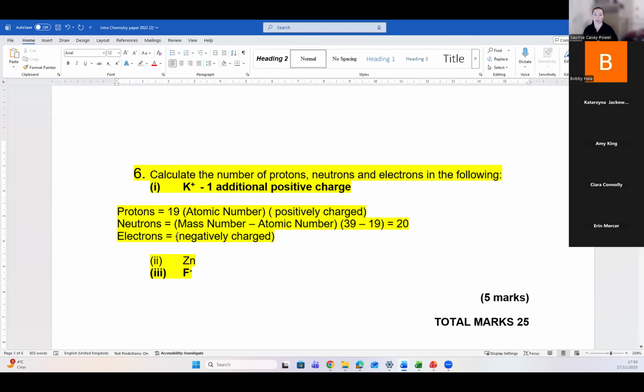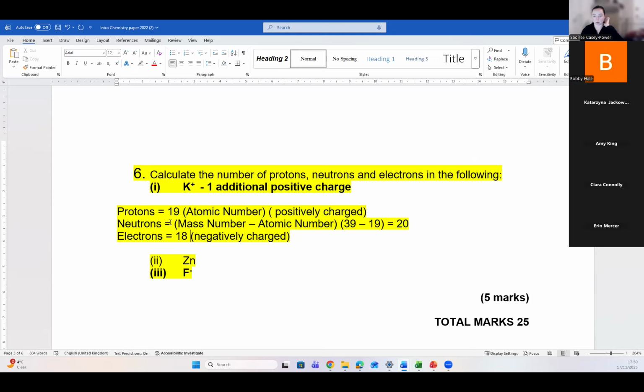So can anyone tell me then how many electrons I should have? 18, exactly. So if I have 18 electrons, and this is how you check it, think of the protons as a plus: I have 19 pluses, 18 negatives. So taking one from the other, I have one additional positive charge. All right. So your final answer for that one would be 19 protons, 20 neutrons, 18 electrons.